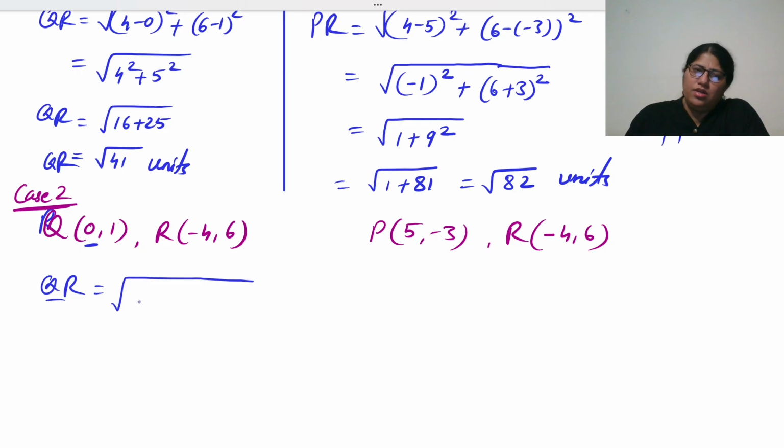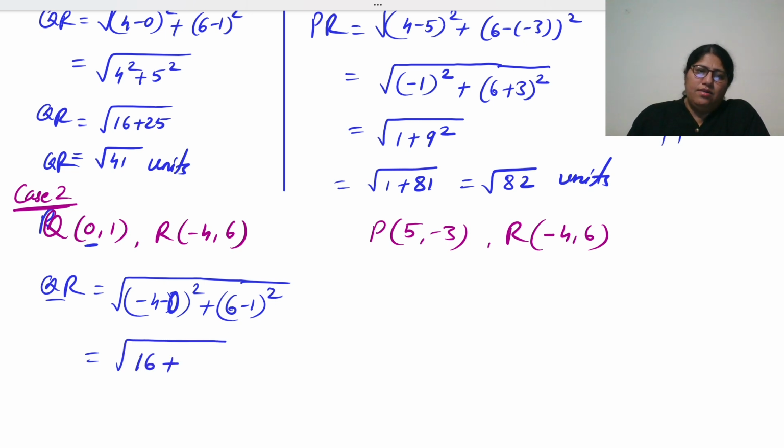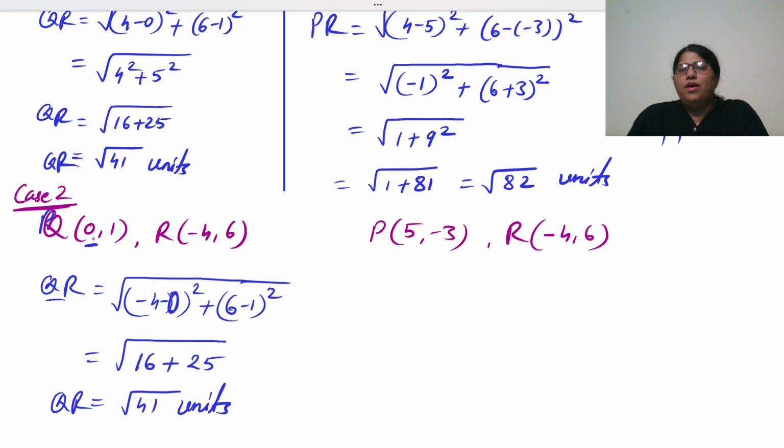If you see x coordinate is 0, there won't be any change because this will be minus 4 minus 0 whole square plus 6 minus 1 whole square. So minus 4 whole square is going to be 16 only, plus 5 square is 25. Answer is root 41 units. Why is there no change here? Because here there is 0 comma 1. There is no change in x coordinate.